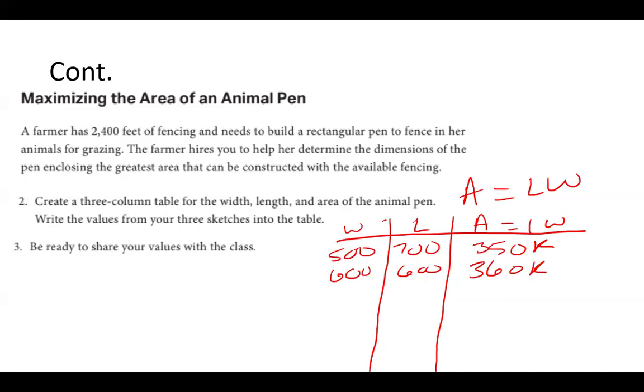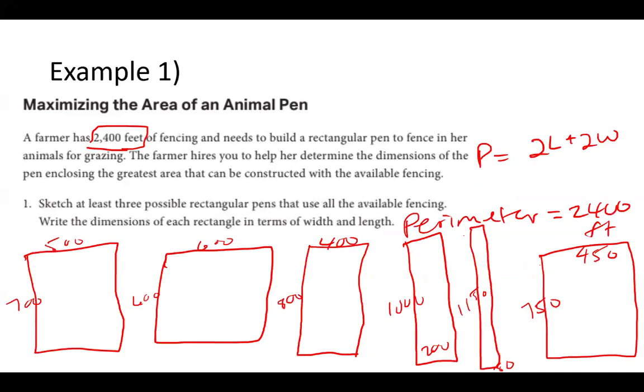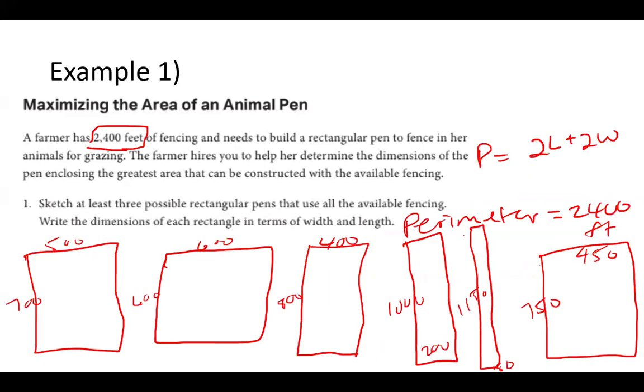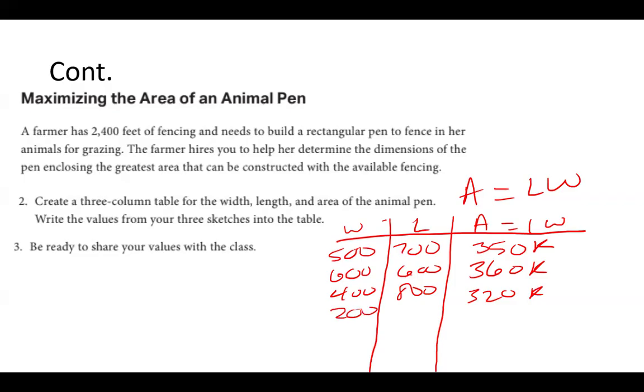Still with me? All right. Our next one that we came up with was a 400 by 800. So our width was 400 and our length was 800, which would put us at 320K. Okay, going back again, we had our 200 by 1,000. And a 200 by 1,000 is going to give us what? 200,000. 200K.